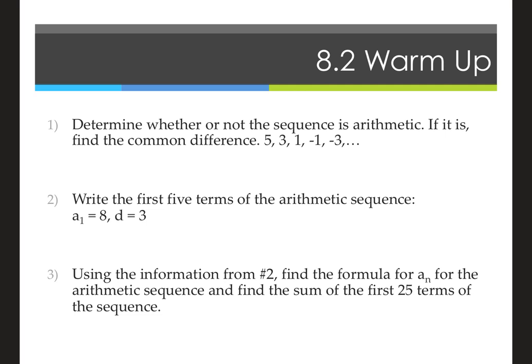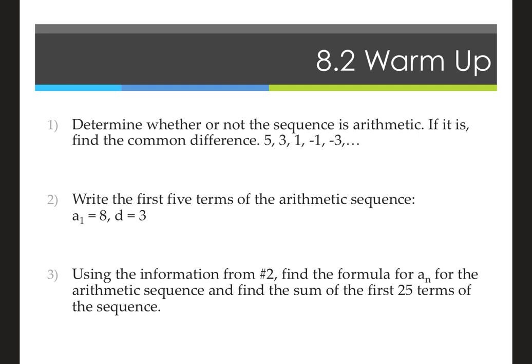All right, we're going to go over it. So 8.2 was your arithmetic sequences, right? So ones that when you add the same thing each time, whether it's positive or negative, you're adding the same thing each time. So number 1 says determine whether or not the sequence is arithmetic, and if it is, find the common difference. So are we increasing or decreasing by the same number each time for number 1?